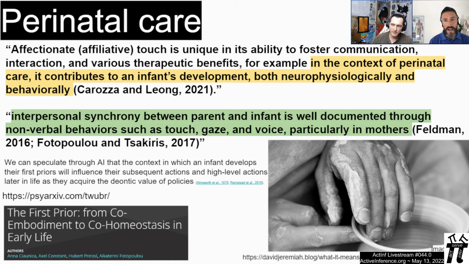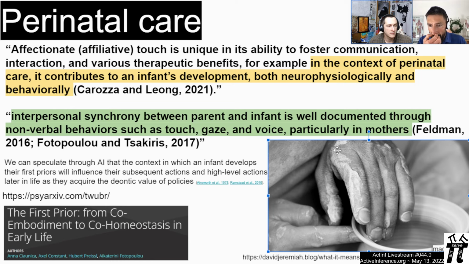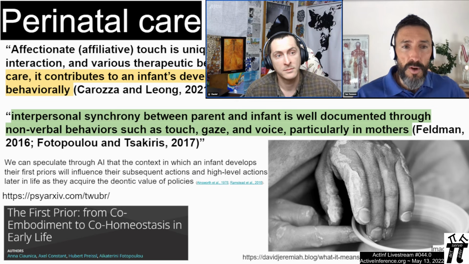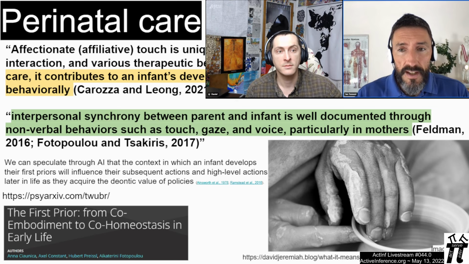So quoting from the paper, affective touch is unique in its ability to foster communication, interaction, and various therapeutic benefits. For example, in the context of perinatal care, it contributes to an infant's development, both neurophysiologically and behaviorally. So it's contributing to their development. And I've chosen the image of a potter molding a piece of clay. If we think of a baby as being like a wild animal that's born, and the caregivers are really molding it into being something that fits in with the culture and society, neurophysiologically and behaviorally, then how does touch contribute to that molding?